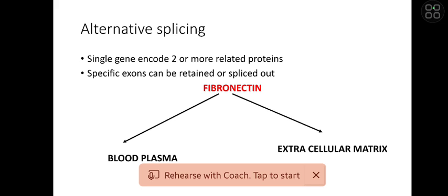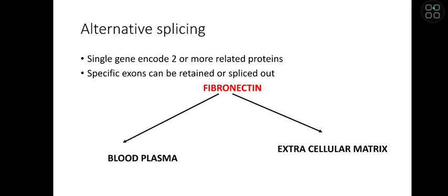In some cases, specific exons can be retained, or it is determined whether a specific exon should be retained in an mRNA or spliced out. Okay, one example for this is fibronectin.